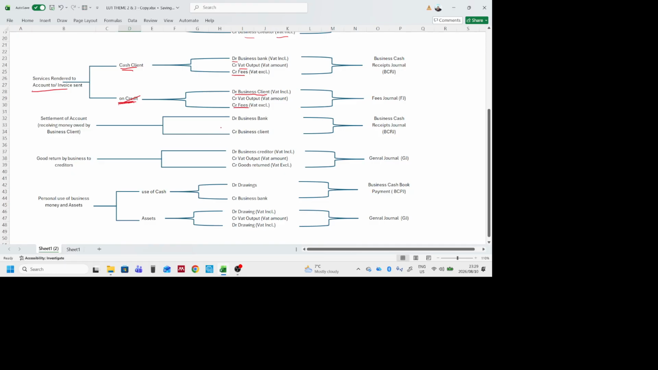And therefore, in addition to those fees, we would have charged the customer VAT output. So the VAT amount that was charged will be credited through what we call the VAT output account, to indicate the amount payable over to SARS. So your VAT output is a liability.